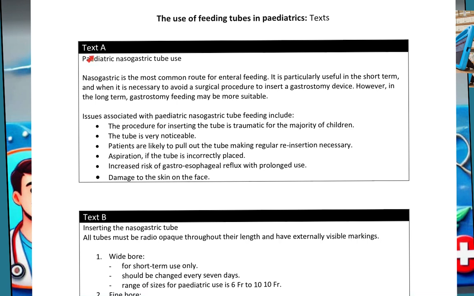In Text A, we are now going to skim pediatric nasogastric tube use. Nasogastric is the most common route for enteral feeding. It is particularly useful in the short term and when it's necessary to avoid a surgical procedure to insert a gastrostomy device. So you can quickly finish reading. Then we have another paragraph: issues associated with pediatric nasogastric tube feeding include, and then you can see bullets down here. All these bullets indicate issues.